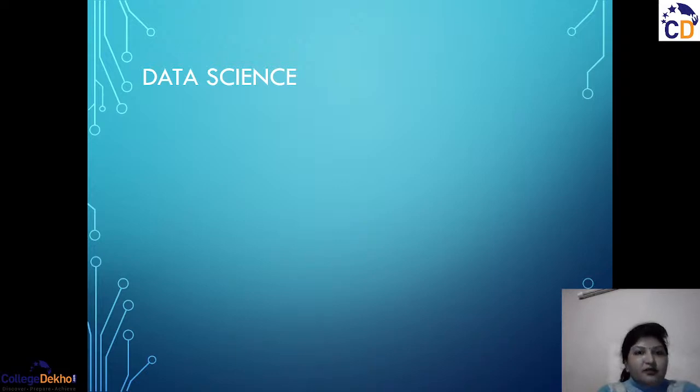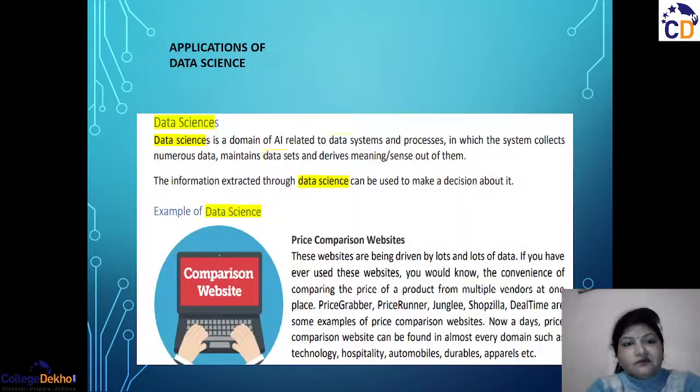So how is it possible? It makes predictions with the help of a huge data set. It processes that particular data set and provides you the results, right? Let us see some of the applications which I have just now discussed, one by one.